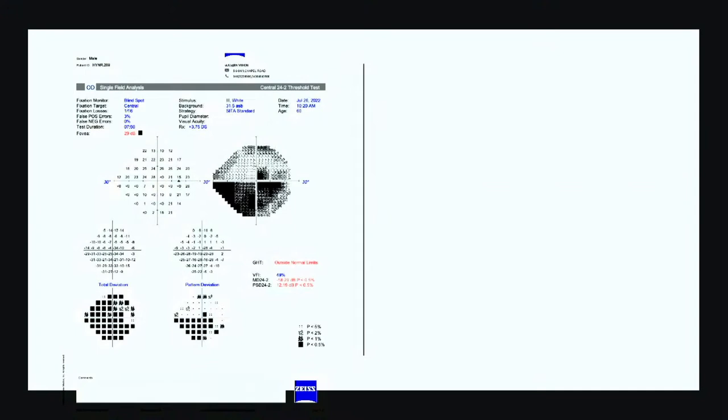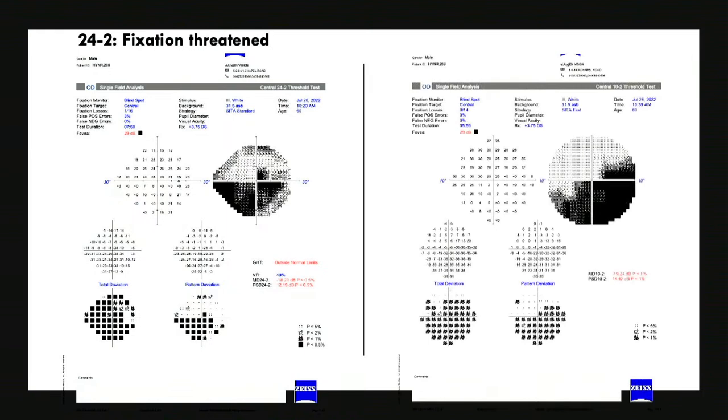Now, how do you interpret this one? Does it look glaucomatous? Does it satisfy all the criteria? Yes, it does. Fixation is threatened. Can you see that? Yes, there are points close to fixation, at least in 3 quadrants. So what is your next step? Excellent. Yes, you need to do a 10-2 to see whether fixation is involved or not. The difference between the two fields is 6 degrees versus 2 degrees.